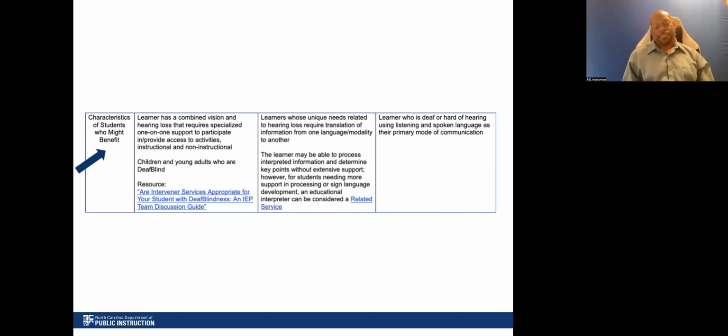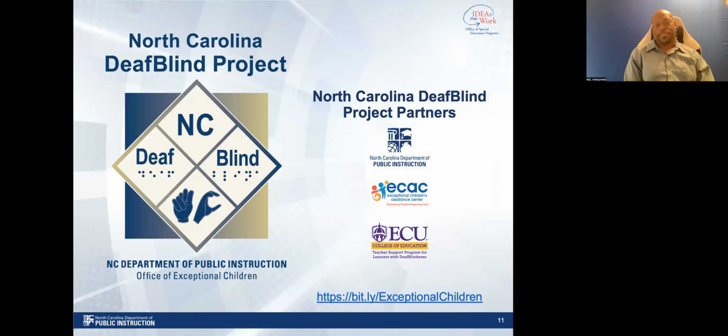The final row of the document provides further clarification regarding the characteristics of students who may benefit from the support of each of these positions, along with further guidance documents that will support IEP teams in making determinations about which supports would be the best fit for a unique student with deafblindness. That concludes exploration of the comparison chart.